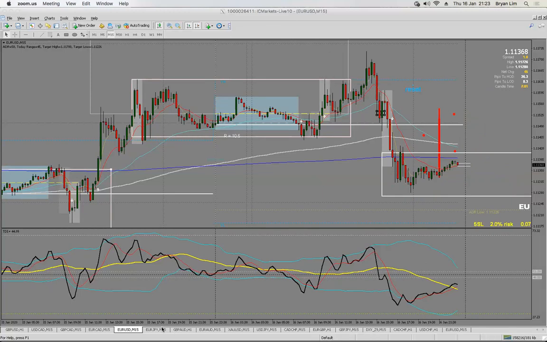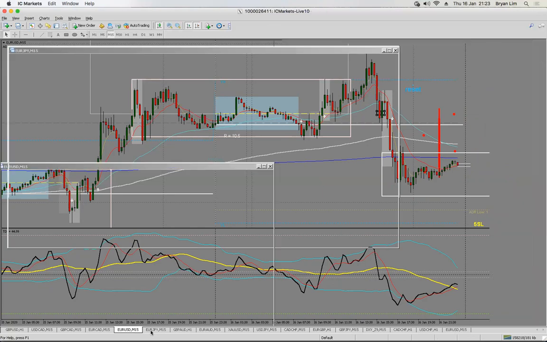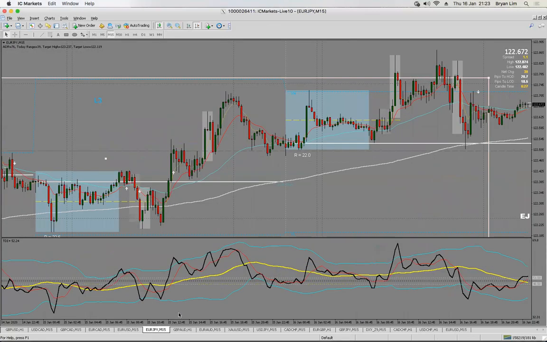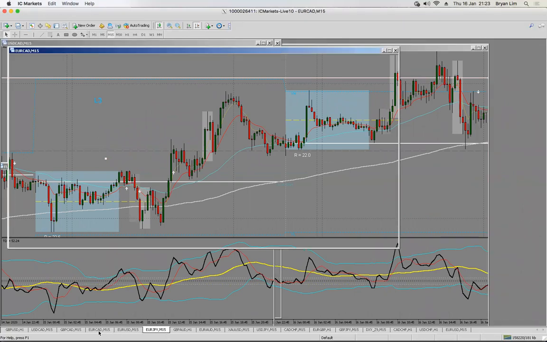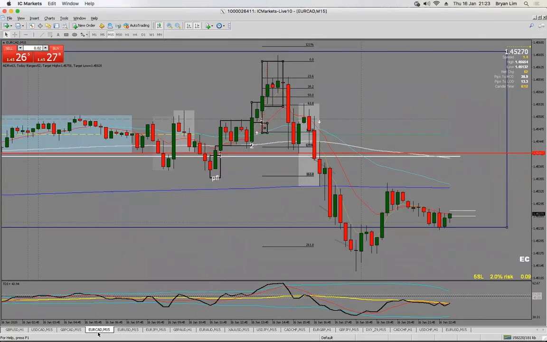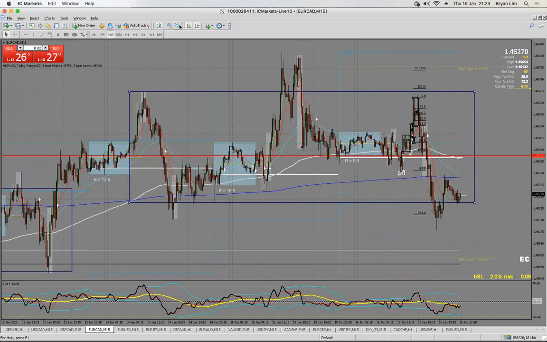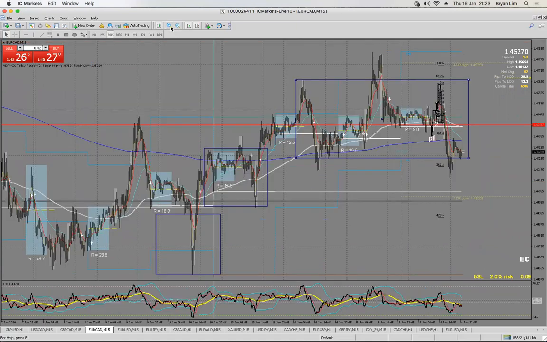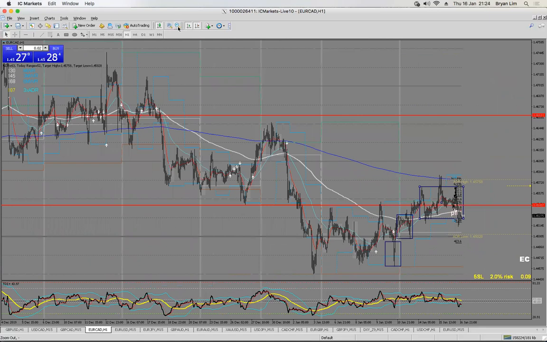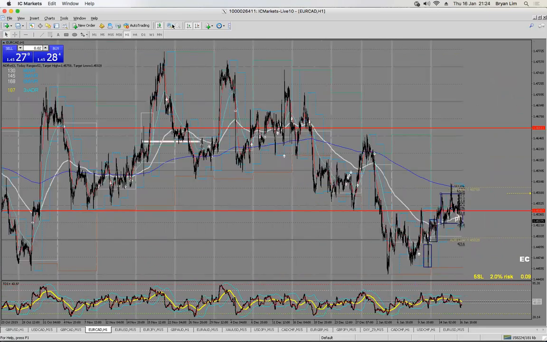All right, let's look at one more pair, and then we're going to call it a night. Let's look at, what's the other one I was looking at? All right, EuroCAD. I looked at EuroCAD. Yes, this is another one. Okay. So EuroCAD.